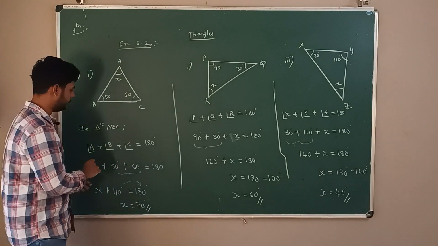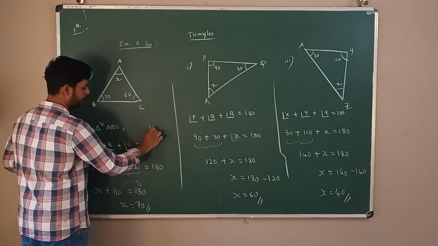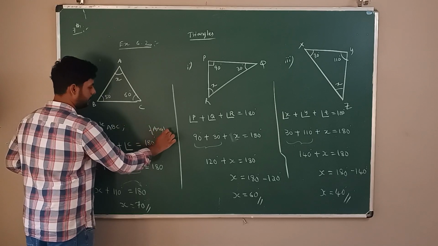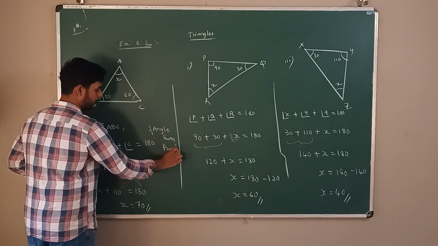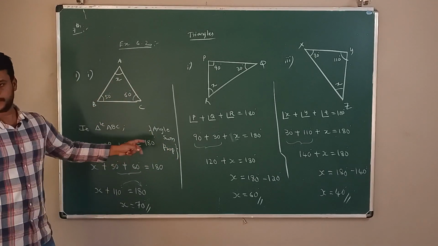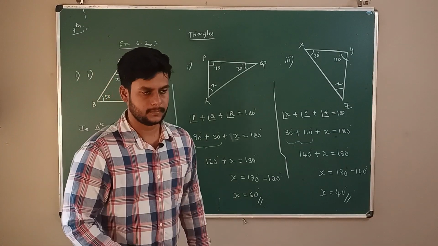And here, what should you write? Not only should you stop here. Here you should write, if there is no space, you should write angle sum property. Angle sum property. Don't write ASP. Angle sum property, this you should write and do this. Understood or no? Any doubts?